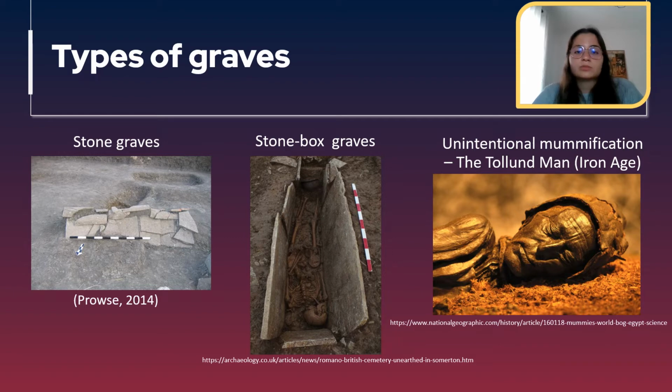And there are also unintentional mummifications, and in this image is a very well-known case of an unintentional mummification, the Tollund man, who was preserved in Denmark during the Iron Age. And I left you an article about mummies, because we are not going to talk about them, if you are interested.